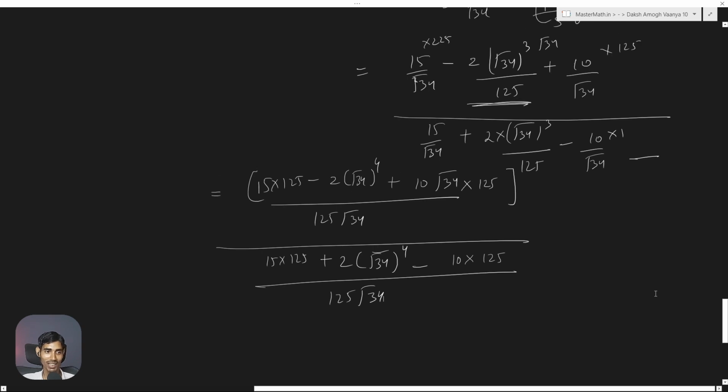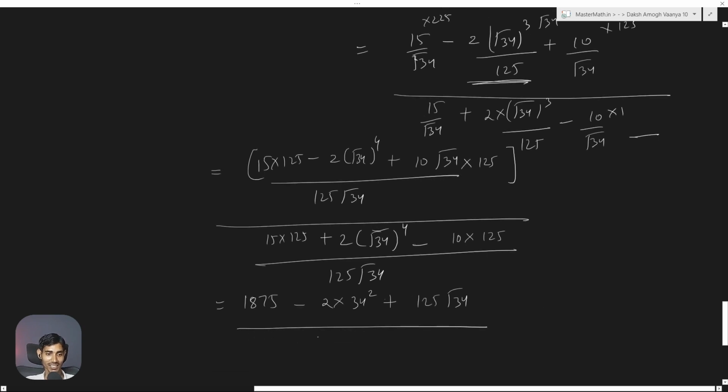It's going to be a whole, you know, balance would go off, and it's for that purpose, I think. 15 into 125, I don't know, it is 1250 and 625, so 1875. Just check if it is true. 2 into 34 square, because it was power root and power 4, and this is 1250, this thing. Oh my god, and this gets removed for good. 1875 plus 2 into 34 square plus minus 1.